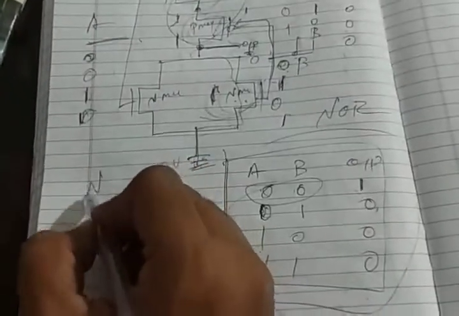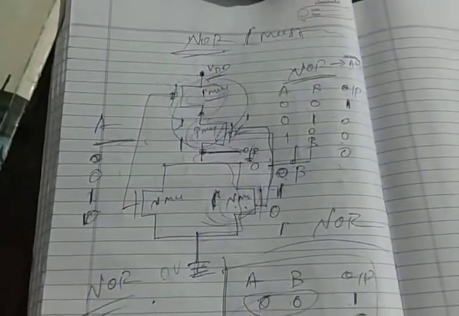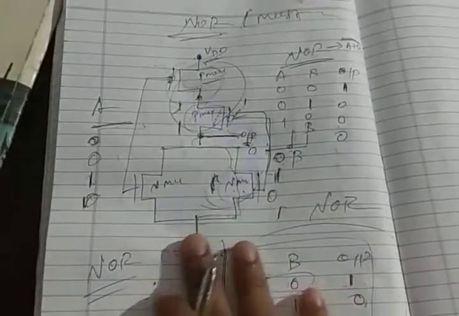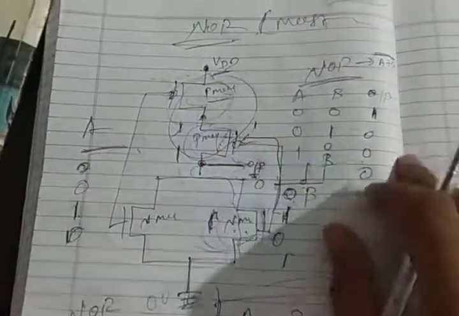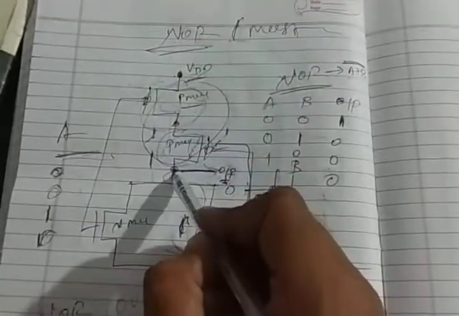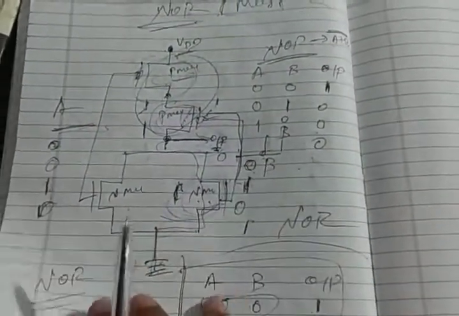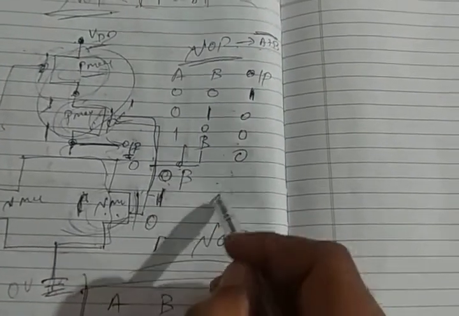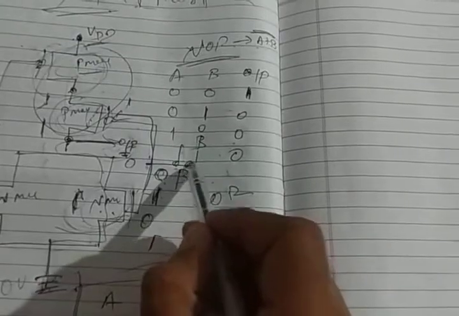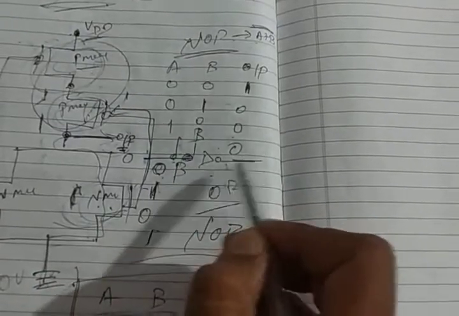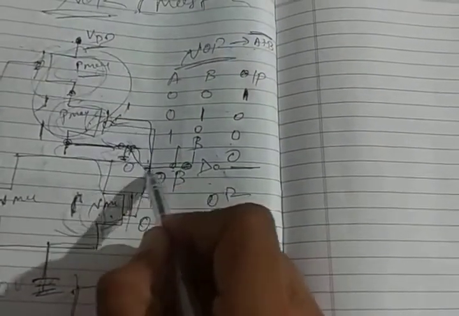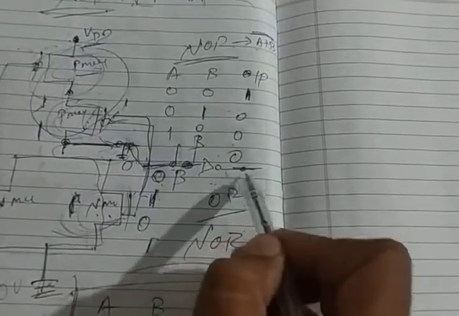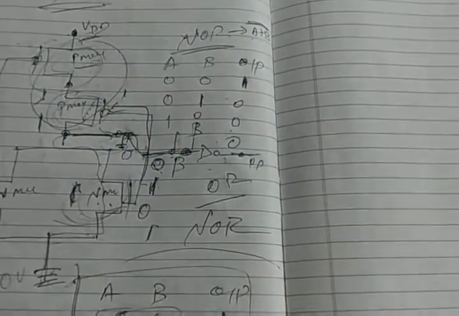So this circuit shows the property of a NOR gate. By using CMOS we make a NOR gate, and if you want to convert this circuit into an OR gate, then put one inverter, means a NOT gate, here and take the output here. We will see this in the next video.